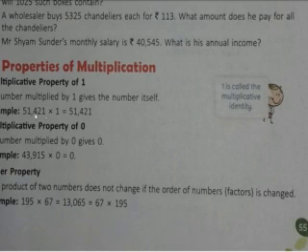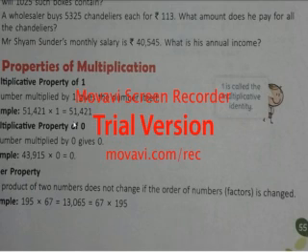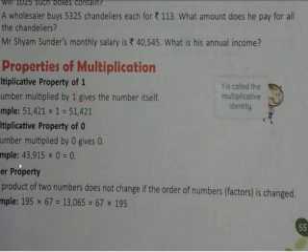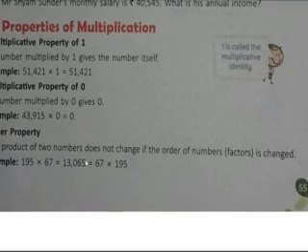If you see the next one, it is written that a number multiplied by 1 gives the number itself. An example is shown: 51,421 into 1 becomes 51,421. Multiplicative property of 0: a number multiplied by 0 gives 0. For example, 43,915 when multiplied with 0 is 0 only.